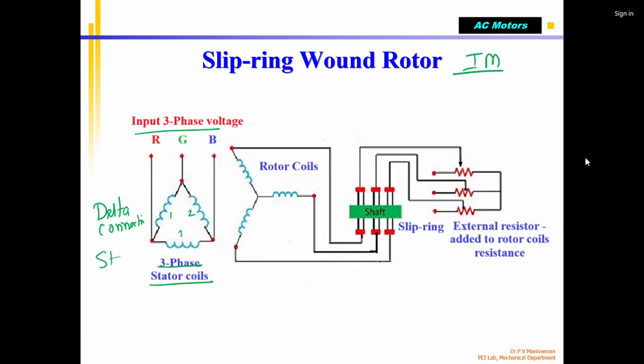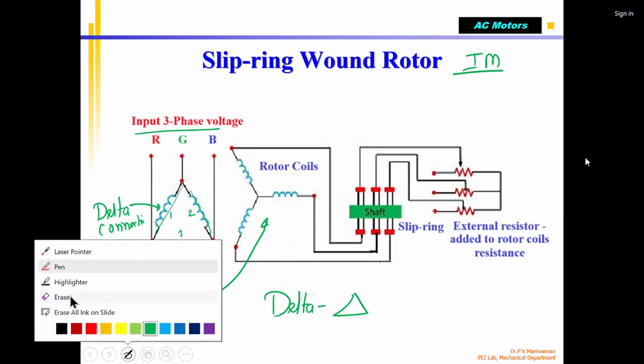There is another type called star connection. Star connection is this, and this is called delta connection. You know the delta symbol in the Greek letter? This is the delta letter in Greek symbol. So it looks like a triangle. If you connect all three phases like this, it is called delta connection.